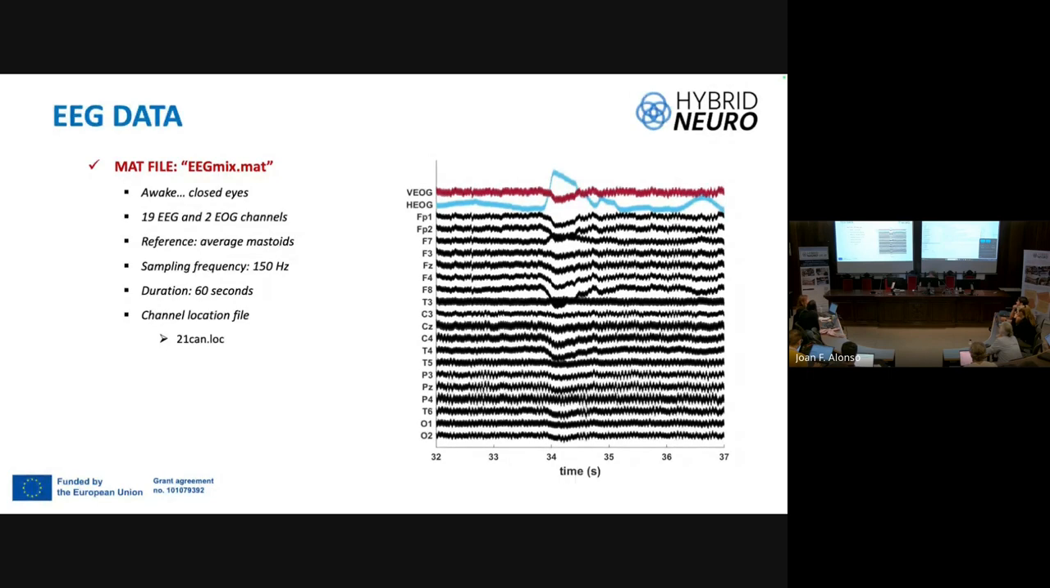So the question now is, what kind of artifacts can you see in these EEG signals? Any idea? Eye blinks and muscular. I don't think so. It's another one, very common: power line. Power line. Okay, it's an idea.